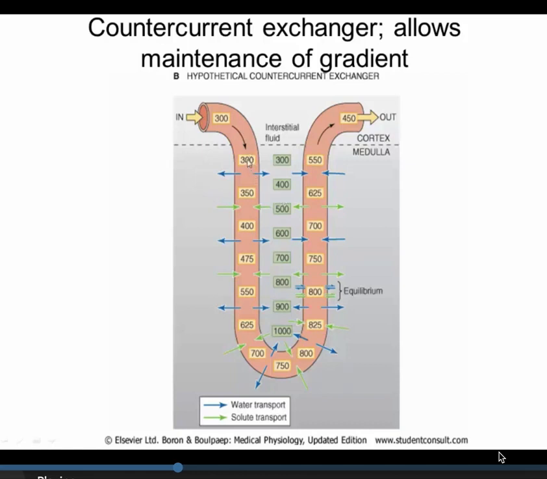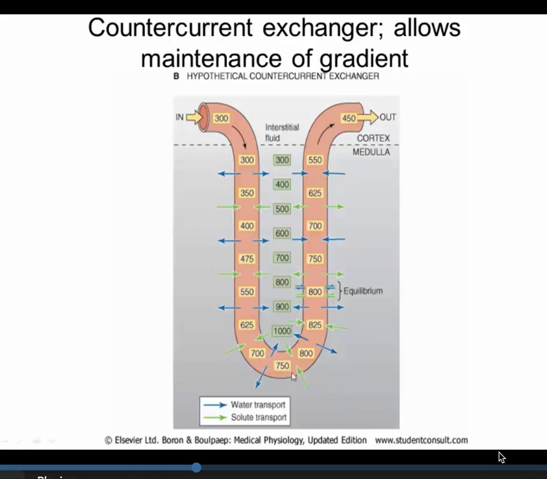Because the wall is leaky, water will of course leave, moving from the relatively dilute blood to the concentrated interstitium. At the same time, solute will leave the interstitium and enter the blood. So we have water leaving and solute entering as the blood flows down towards the tip of the vasa recta, towards the inner medulla. This results in an increased osmolarity of the blood as it descends down towards the inner medulla.